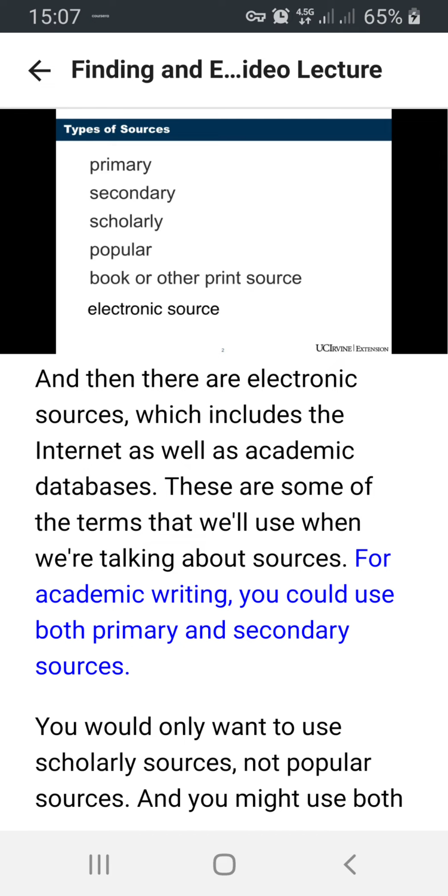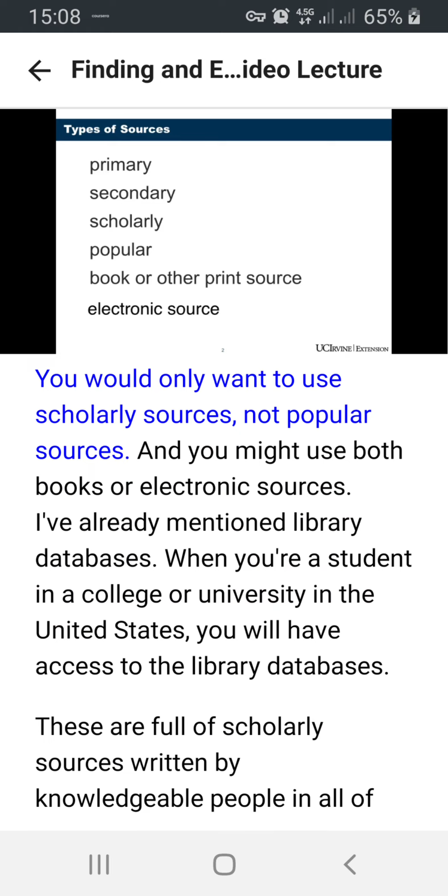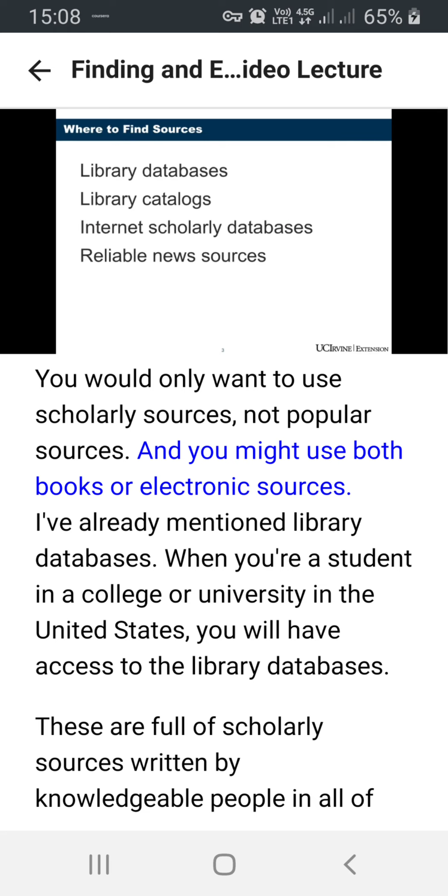you could use both primary and secondary sources. You would only want to use scholarly sources, not popular sources. And you might use both books or electronic sources. I've already mentioned library databases.